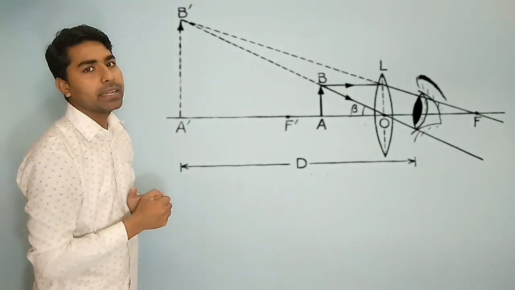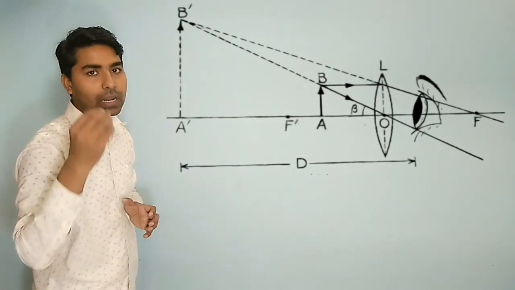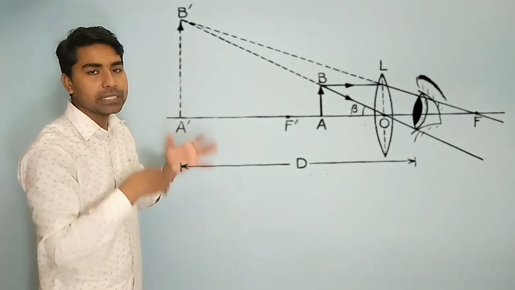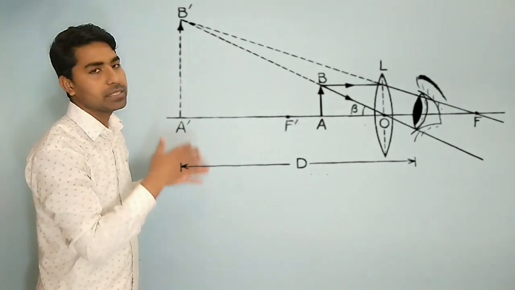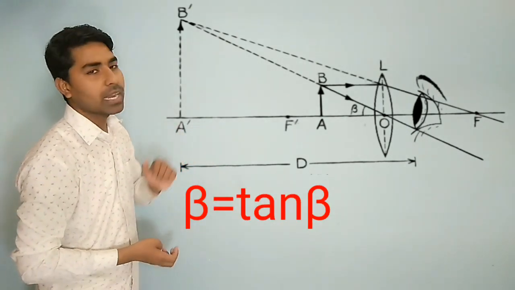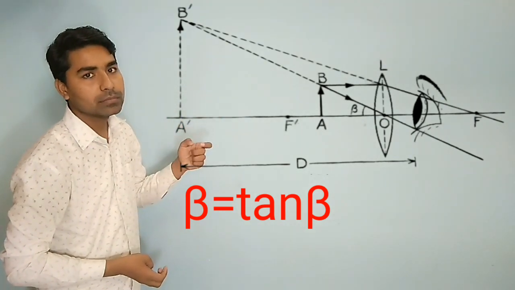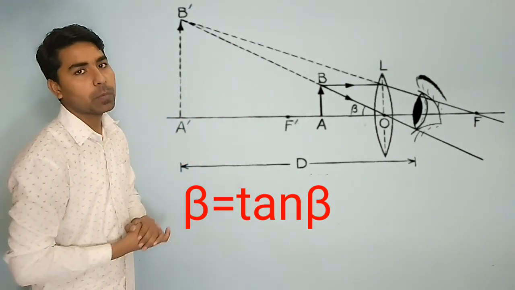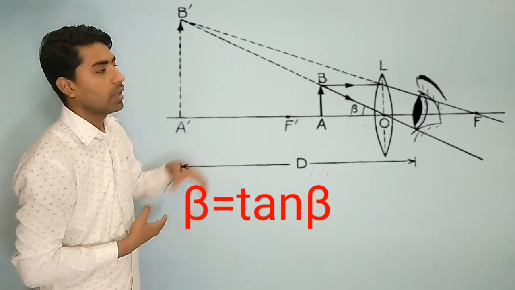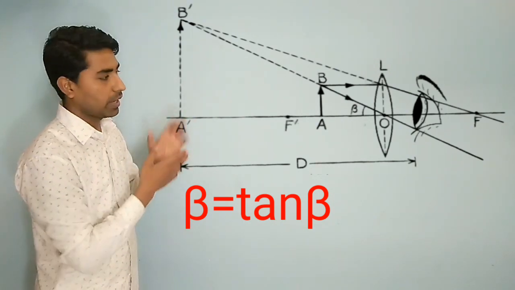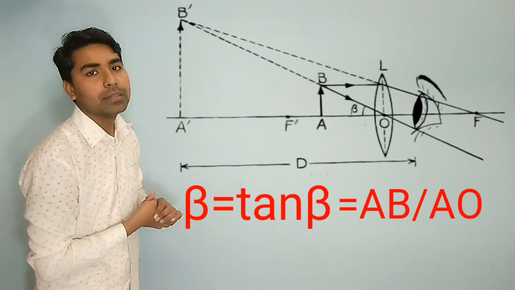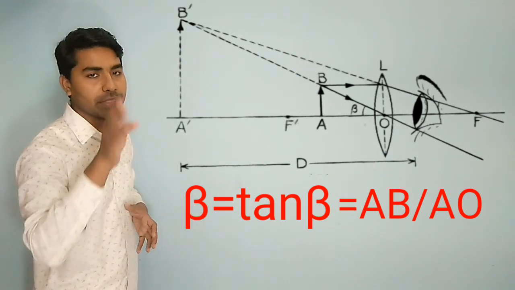So what will be beta here? Beta is very small for the eye with a small aperture, so we can say beta is equal to tan beta. So what is tan beta here? Object size upon the object distance to the optical center, or you can say if the object size is AB, then AB upon OA. This is the visual angle with instrument.